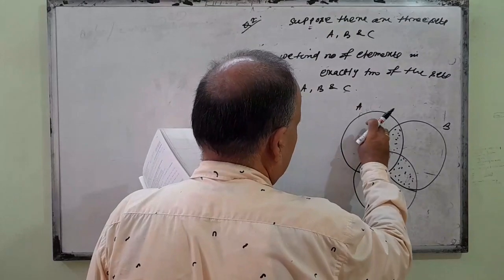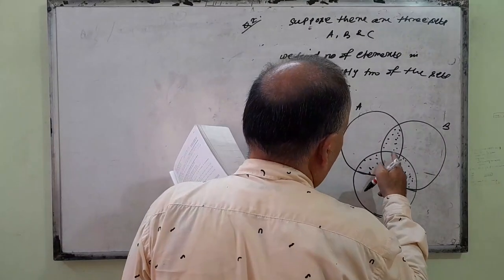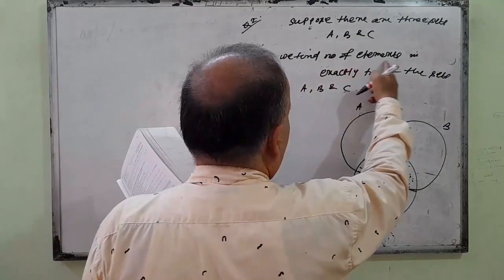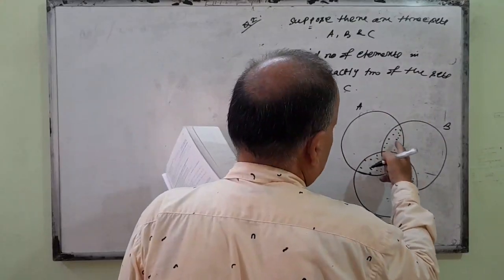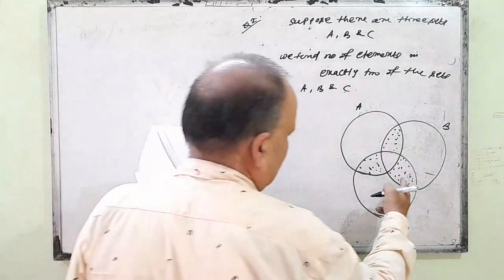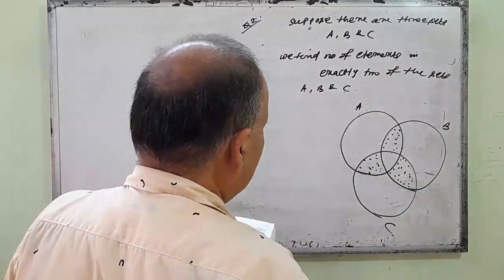Here the elements are present in only A. Here the elements are present in all of A, B and C. But here we find the number of elements exactly in two of the sets. Here elements are present in A and B. Here elements are present only in B and C. These are the elements only in A and C.